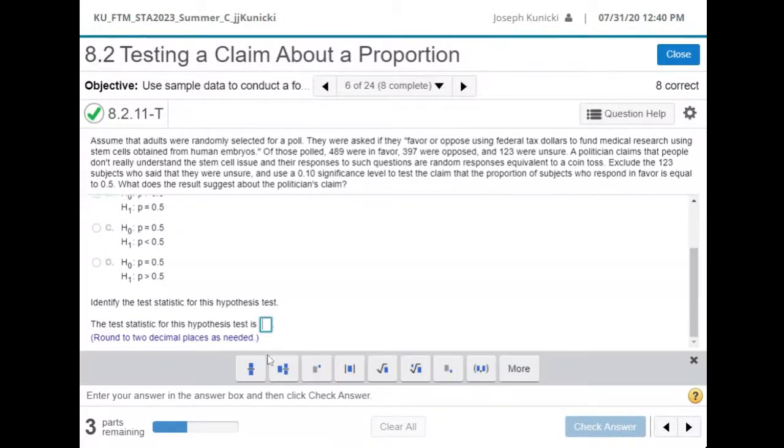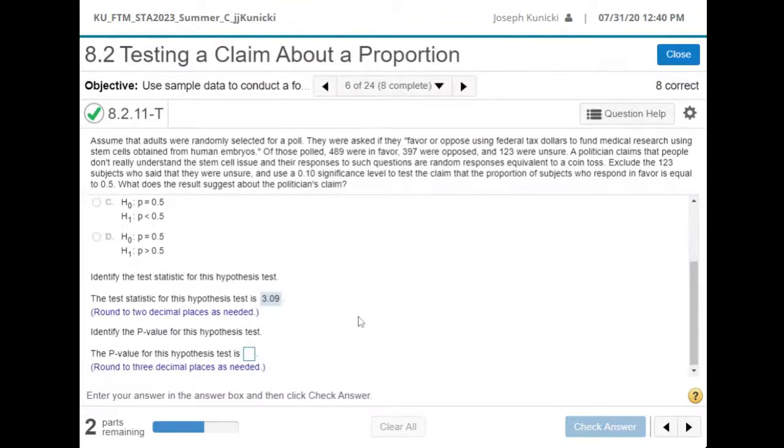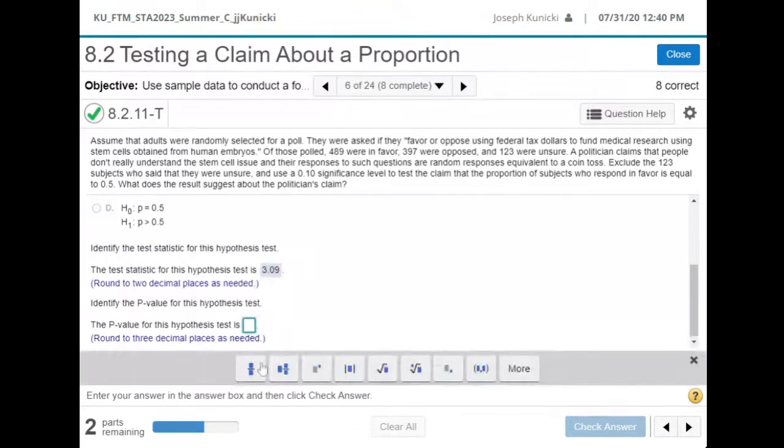So they want the test statistic, which is the z-test. And it says 2 decimal places. So 3.09. Check answer. And then the p-value, 3 decimal places. That was 0.002.